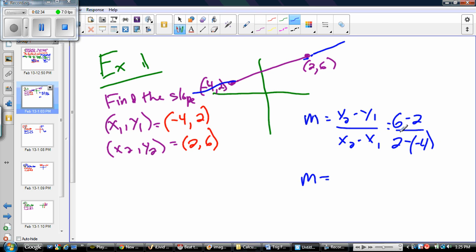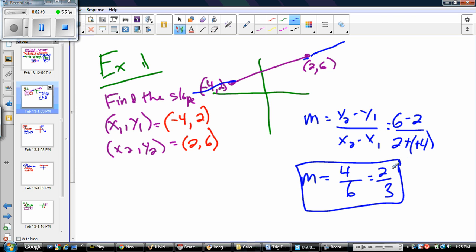What is my slope equal to? 6 minus 2 is 4. 2 minus negative 4, we know to change subtraction to addition, add its opposite. So we get 6. So our slope is 2/3. Okay, a couple things I should notice. The slope is positive. I should start to notice, hey, what happened with this line? Oh, as I look at it left to right, it goes up. And that's going to make a little more sense later on. Okay, let's look at another example.